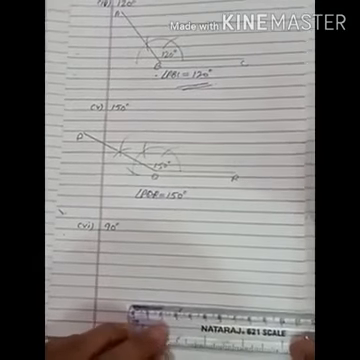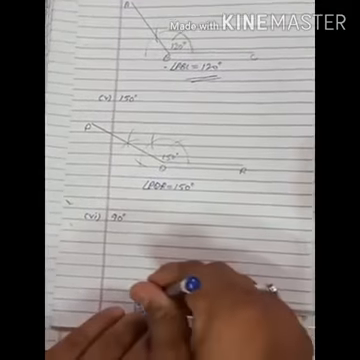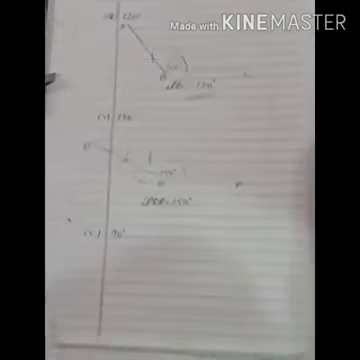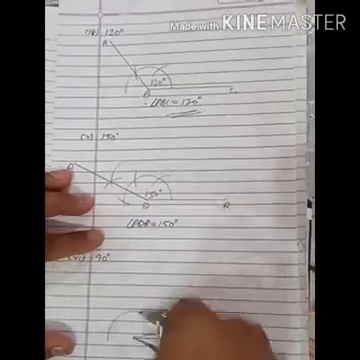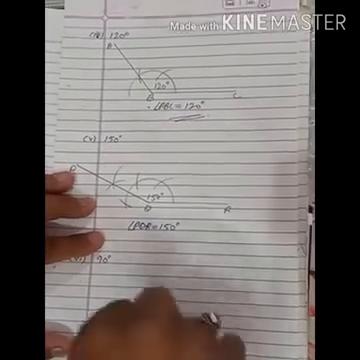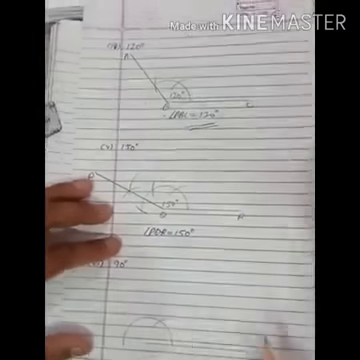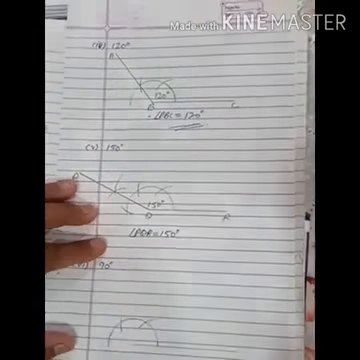Then most important, that is 90 degree. See students, how we will construct. One line of any length. Then this arc is of 60. Then one more 60.